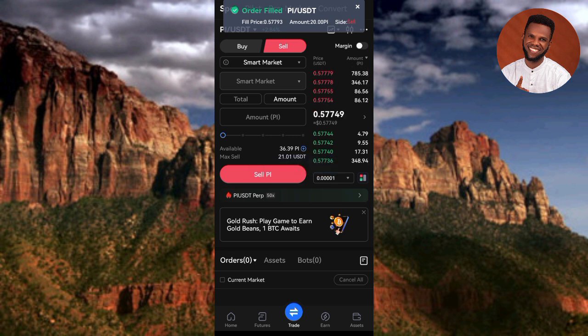Wow, guys, you can see all that play successfully. You can see it right there. I've been able now to sell my Pi coin. So what I'm going to do now is go over to my assets to see if I now have USDT. Remember, you actually sold your Pi coin to get USDT.